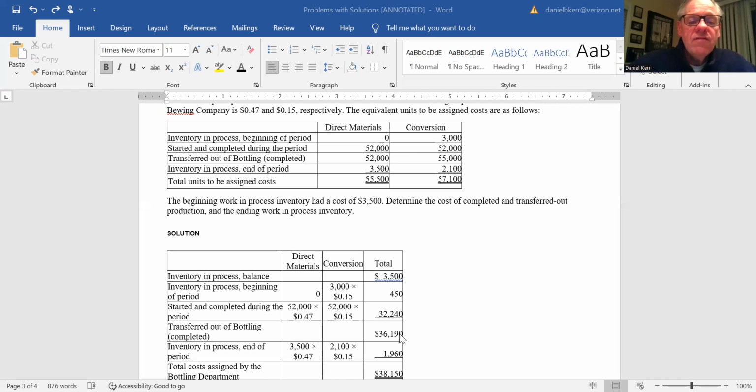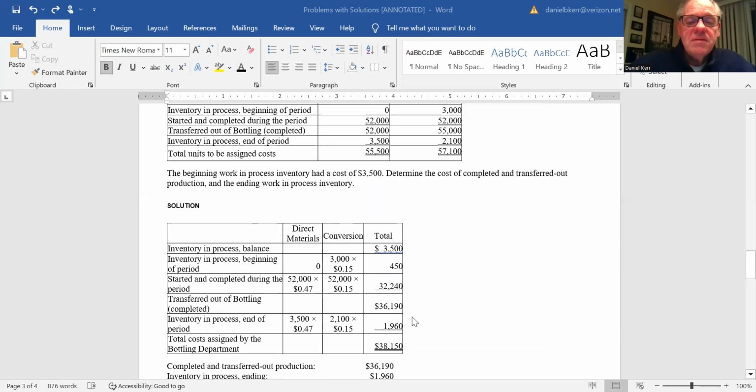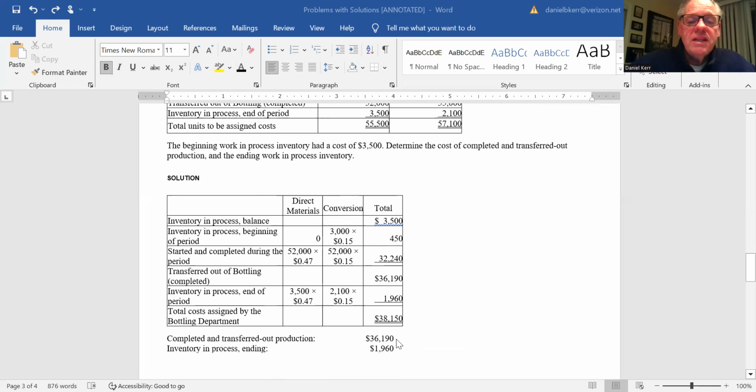Then you had to account for the ending work in process. In the ending work in process, you had 3,500 units for materials, so 3,500 times 47. And the equivalent units for conversion costs were only 2,100. So 2,100 times 15 gives you 1,960. So there is your total cost that you account for: 38,150, and that includes the amount that was transferred out, 36,190, and the ending work in process, 1,960.